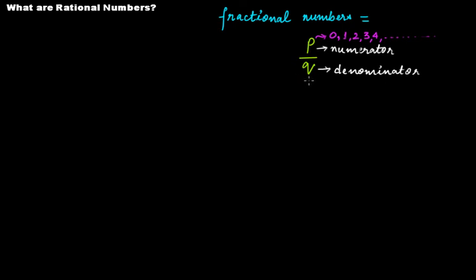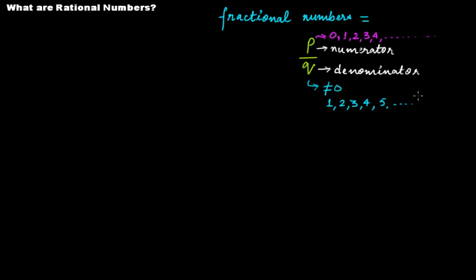Okay. What about q? Well, the denominator q cannot be equal to 0, right? That was the basic of a fractional number. The denominator cannot be equal to 0, and then it can be 1, it can be 2, it can be 3, it can be 4, it can be 5, and so on. That is, integer 0 cannot be in the denominator, but it can be any other positive integer. You can take any 1, 2, 3, and so on.